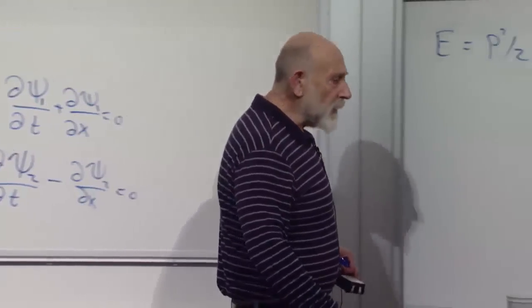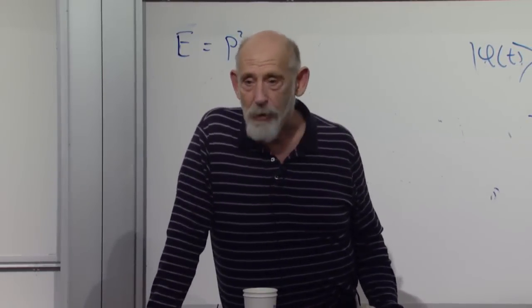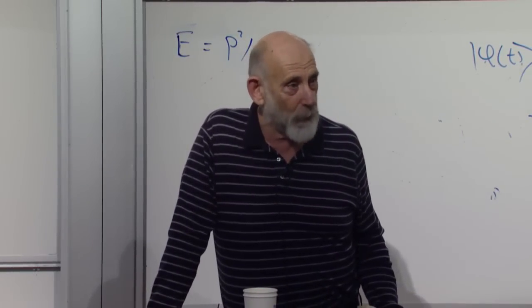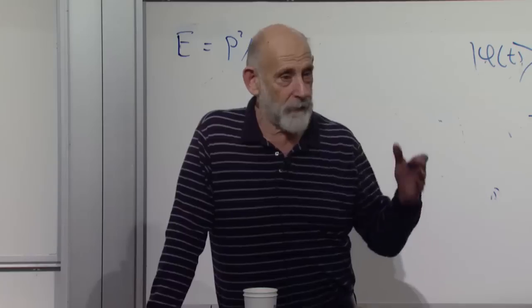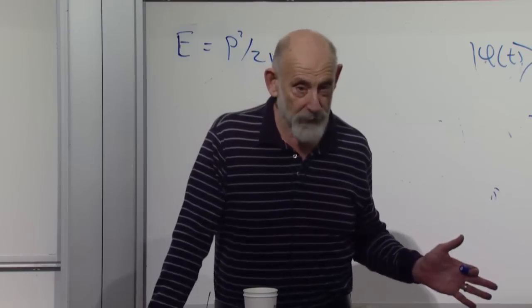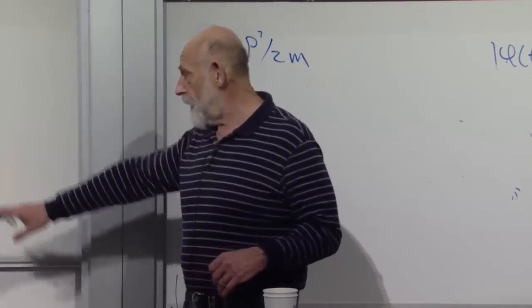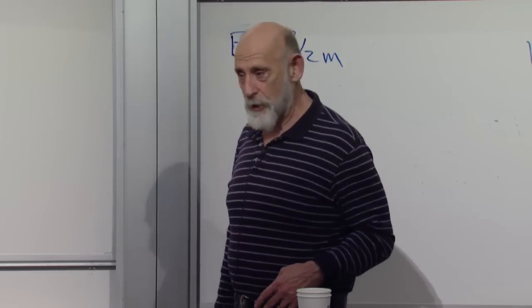Now, in quantum mechanics, of course, if you can have a particle of type 1 and a particle of type 2, you can have a linear superposition of them. So you can have particles which have a probability a half, for example, of moving to the left and a half of moving to the right. But these are the wave functions of the two kinds of particles.